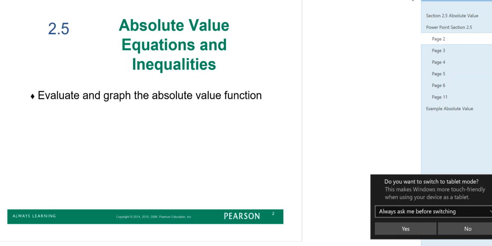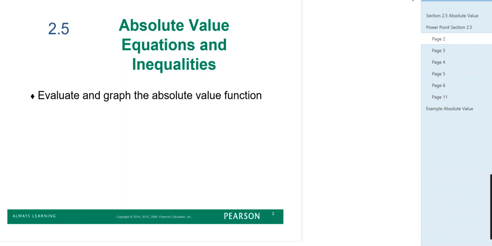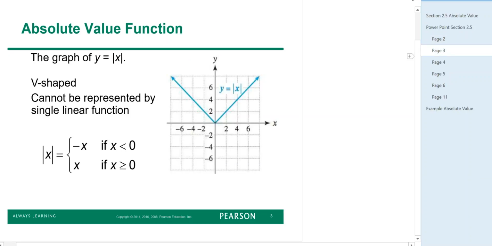All right, in the last section of chapter 2, we're looking at absolute value functions. So basically, we're just going to look at absolute value equations and how the graphs of the absolute value functions look like. All right, so the graph of the absolute value function. The absolute value function is denoted like this: f of x equals absolute value of x. So these vertical bars mean absolute value. The graph of it is a V shape.